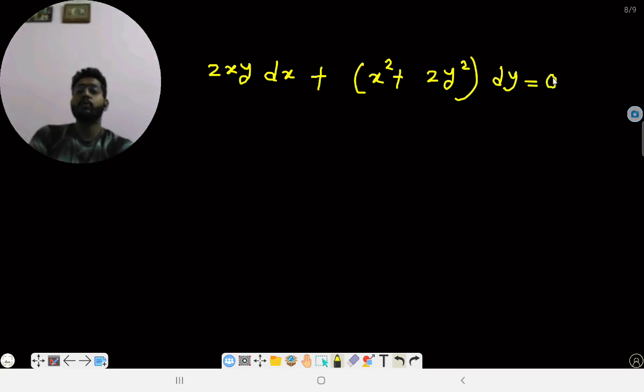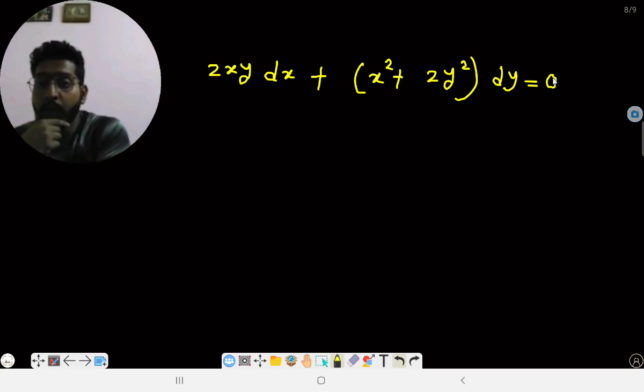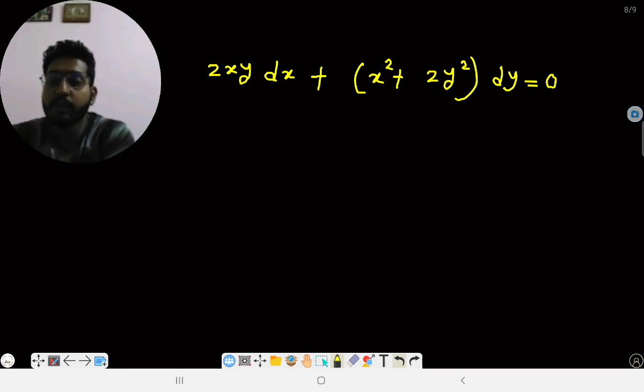Now next we'll solve question number 3. The question is: 2xy dx plus (x square plus 2y square) dy equals 0. So 2xy dx equals minus (x square plus 2y square) dy. Now how to solve this? First we have to arrange it in such a way as to find dy dx. If the equation is given, first find dy dx. This is the first thing you have to do.